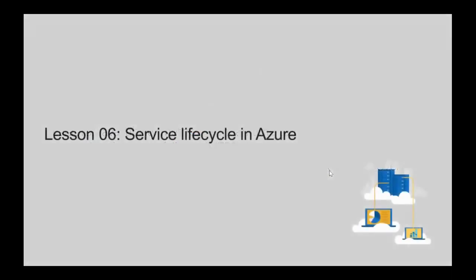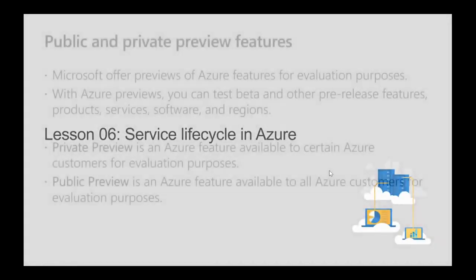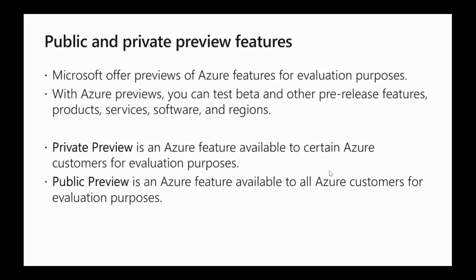Then we have application level SLAs, and then service life cycle and review. Whenever a product is being launched, first it comes in a private preview, and then it goes to public preview, and then it goes to general availability. So Microsoft offers previews. Private preview is an Azure feature available to certain Azure customers. In private preview, not all customers can access the service. Once the private preview is approved, then it goes to public preview, where it will be available to customers, but it is only for evaluation, not for production.